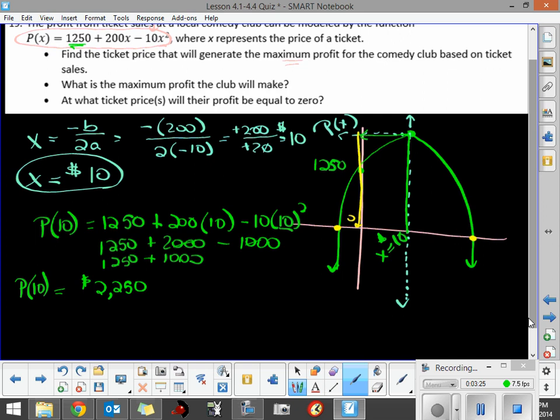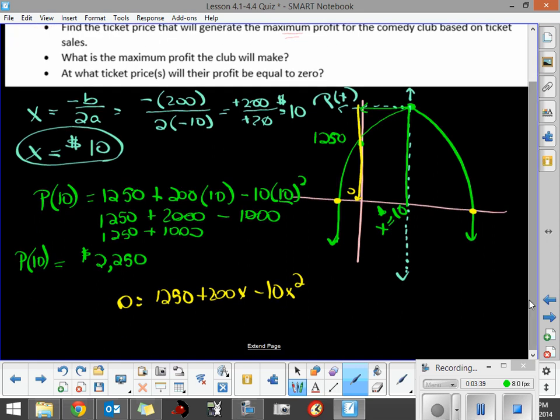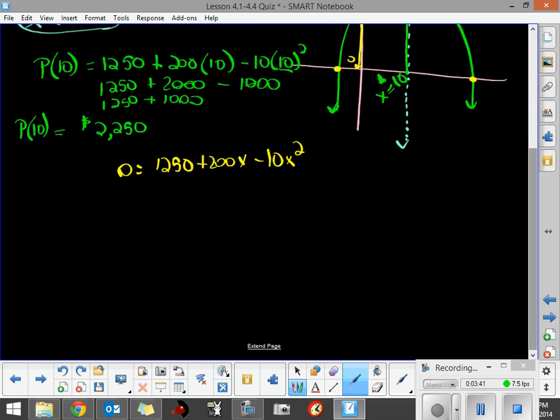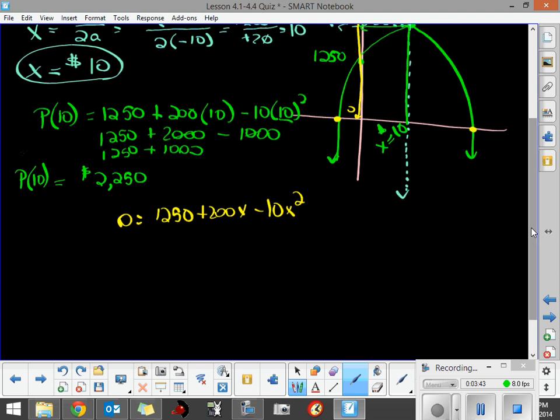So in essence, what we want to do is drive our profit to be nothing. So 0 equals 1,250 plus 200x minus 10x squared. Okay, and then we're going to solve this. Now this is where you had to figure out how you wanted to solve it. Factoring was our only method that we worked with, so I'm hopeful it's going to factor.